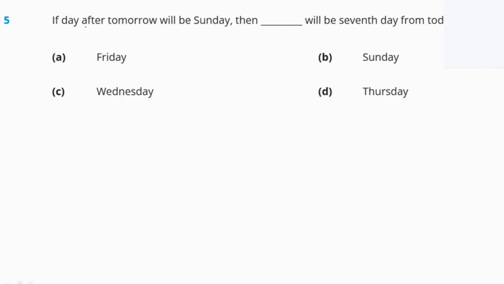Next, if day after tomorrow will be Sunday, then dash will be the seventh day from today. So day after tomorrow is Sunday. If day after tomorrow is Sunday, then today is what? Today is Friday. Then dash will be the seventh day from today.